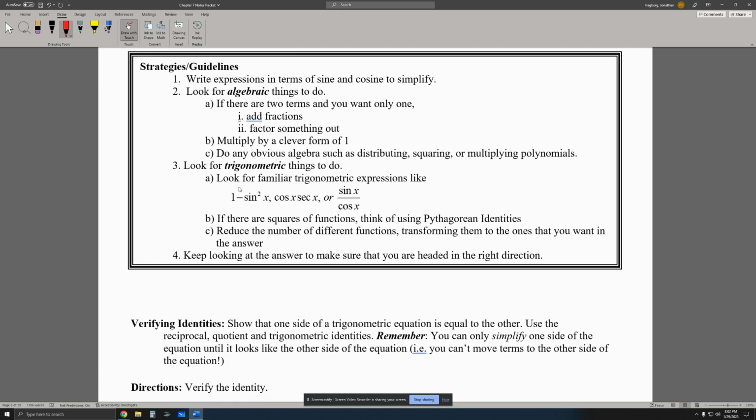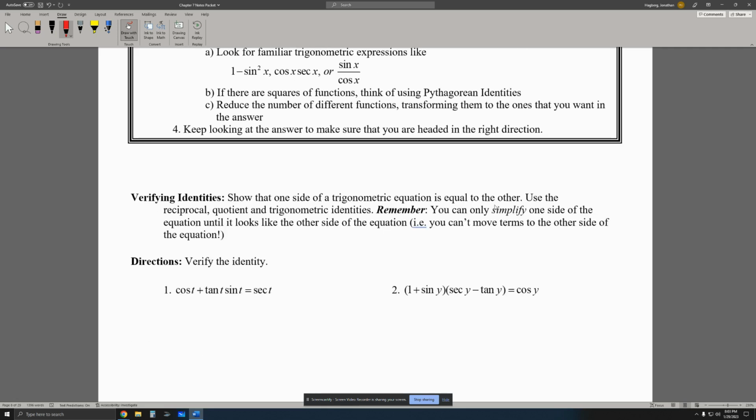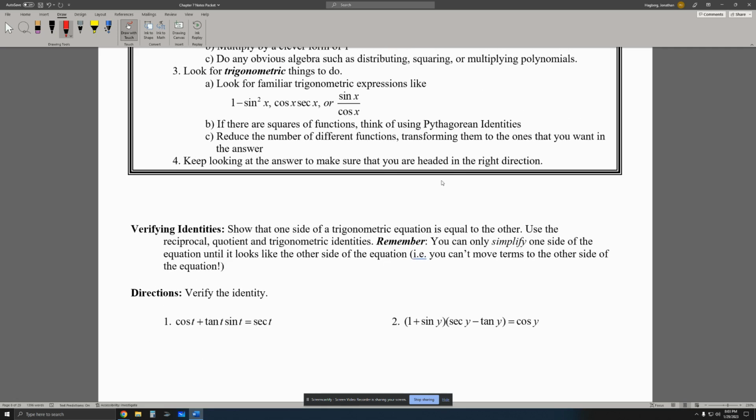For trigonometric terms, some things that we can do is look for familiar trigonometric expressions, such as 1 minus sine squared, cosecant times secant, cosine times secant, or sine over cosine, right? These are different forms where this first one is equal to cosine squared. The second, these are reciprocals of one another, so this product here is just equal to 1. And then sine over cosine is just tangent. If they're squares of functions, you should already be thinking Pythagorean identities. And then we can also reduce the number of functions, transforming them to the ones that you want in the answer. Okay? Keep looking at the answer to make sure that you're headed in the right direction.